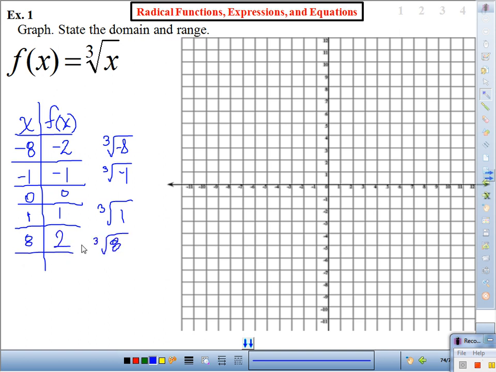All right, let's plot those points in blue. Here we go. -8, -2. -1, -1. 0, 0, 1, 1, 8, 2. No guessing. Be exact. Then that's not a guess. That's an exact quotation from this cube. Tell your neighbor, this does not change. That is correct. That does not change.